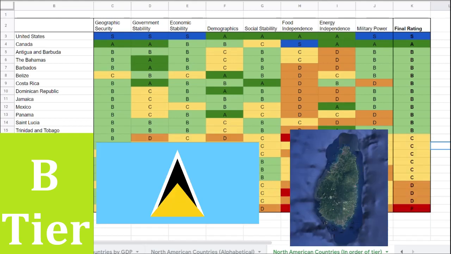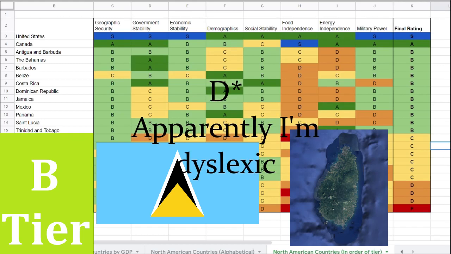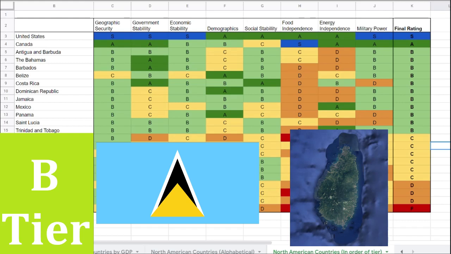St. Lucia. I literally have nothing to say about this. Geographic security, B, same reasons. Government stability, B, it's a former British colony. Economic stability, B, it's pretty stable. It's like a tax haven and tourism, pretty standard for a Caribbean nation. Its demographics, it's C, pretty standard for a Caribbean nation. Social stability, it is B, former British colony. Food independence, C, it's a Caribbean nation, imports most of its food. Energy independence, B. Military power is D. It does not have a military.